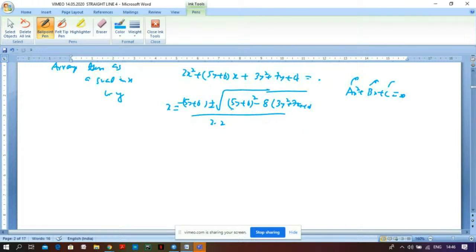So let me simplify this term. This term becomes the square root of 25y squared plus 60y plus 36 minus 24y squared minus 56y.